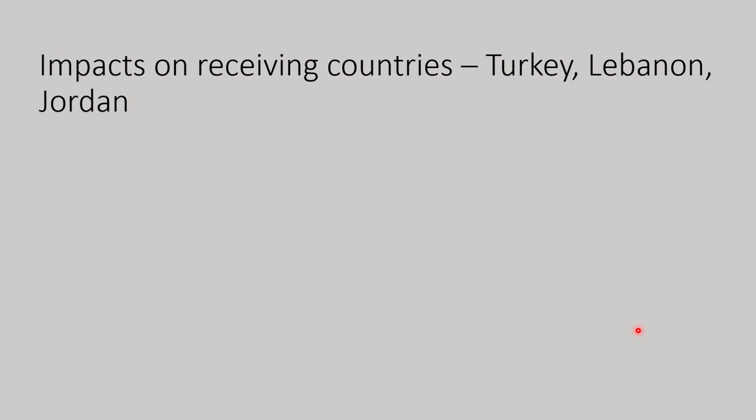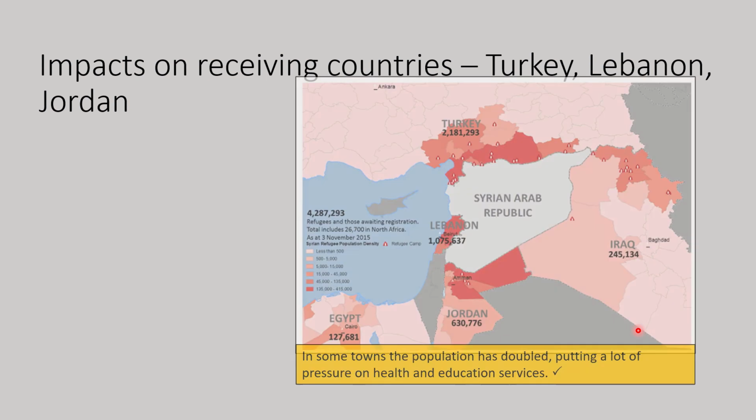So, what are the impacts on the receiving countries? Remember, our case studies there are Turkey, Lebanon, and Jordan. First of all, some towns bordering on the Syrian border have seen their populations double. This puts a huge pressure on Turkey or Lebanon's health and education services. Those children that cross the border, they need to go to school in some form or another, and of course, lots of people will require healthcare.